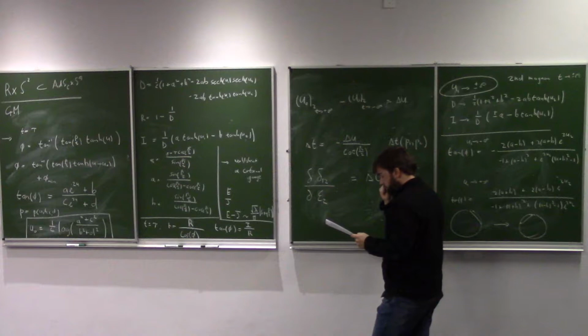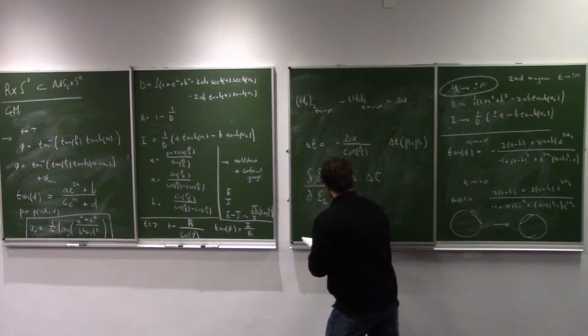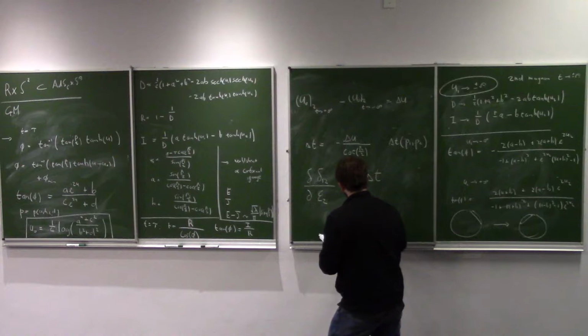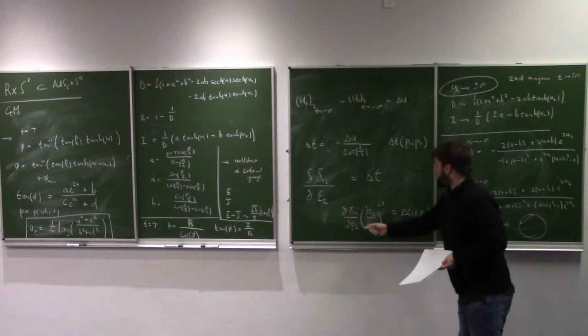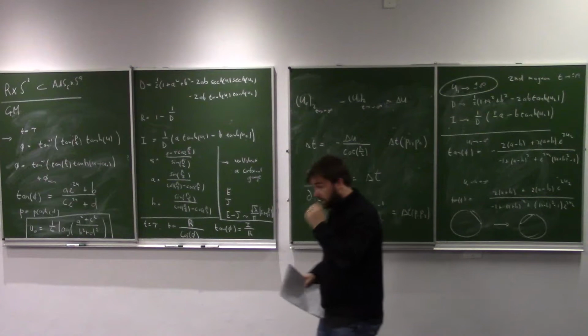Let me just rewrite this a little. So you're going to take delta 1,2 over delta p2 times delta epsilon 2 over delta p2 inverted, and this must give me delta t, which is a function of p1 and p2. Now I multiply this to the other side, integrate this over p2. Let me just tell you the final answer that you get.